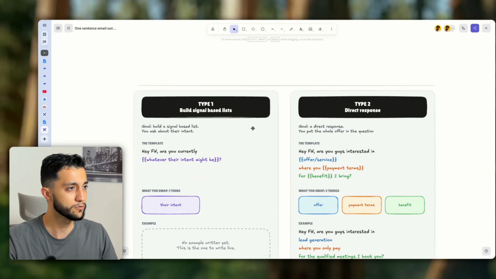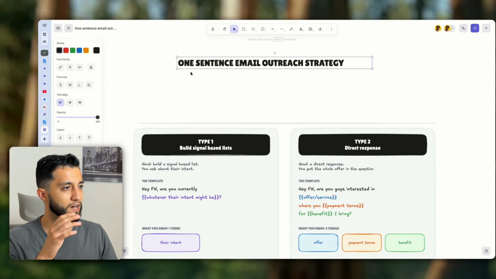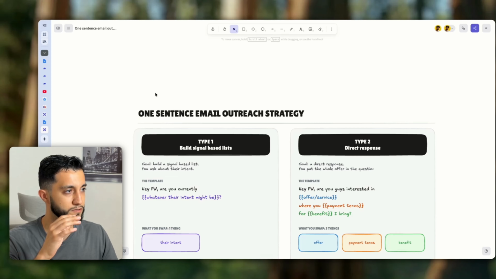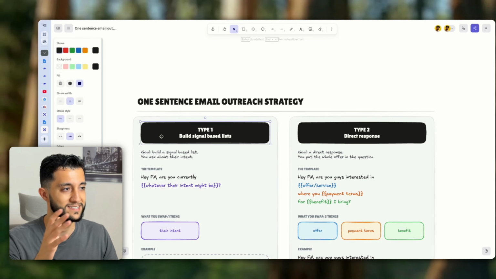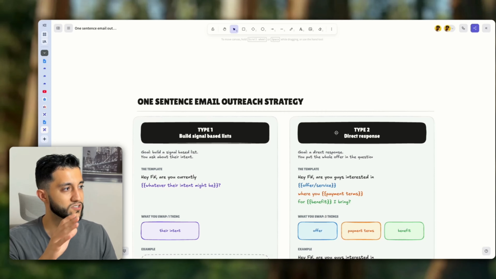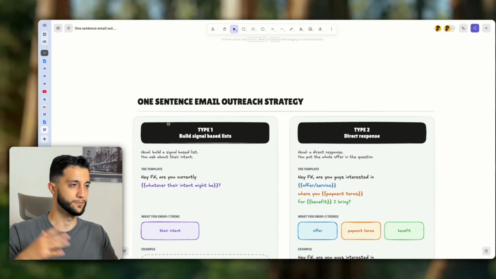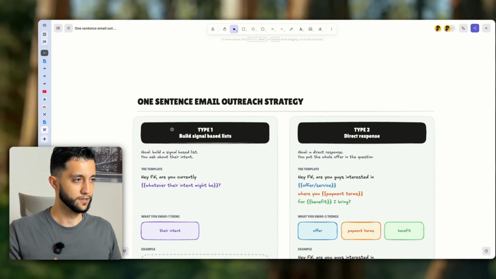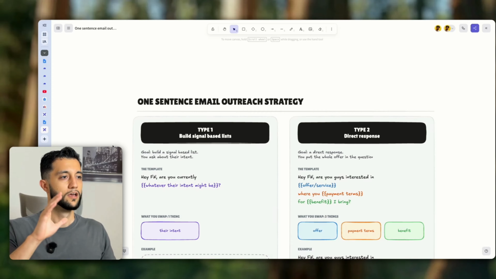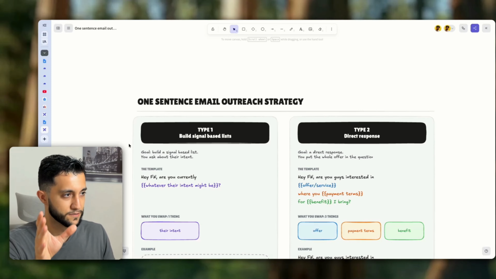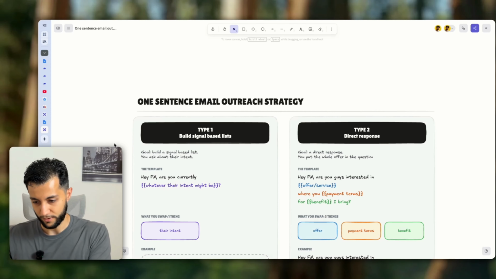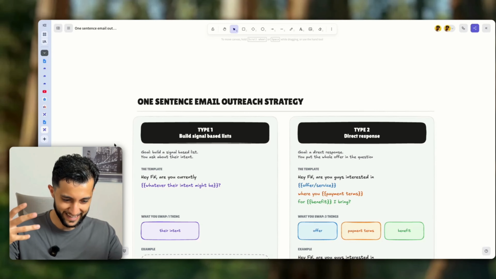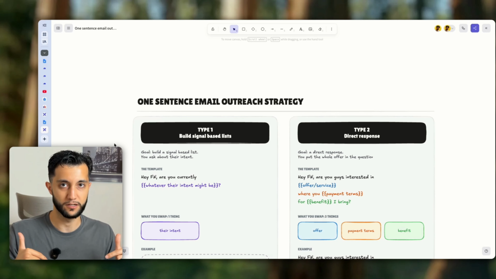So in general, there are two types of one-sentence emails that I use. Type one is building signal-based lists, and the other one is direct response, right? So what does that mean? Type one, this almost looks like diabetes type 1 and type 2, but type 1, building signal-based lists. The idea is to build a list of people that have a certain intent right now, as we speak.